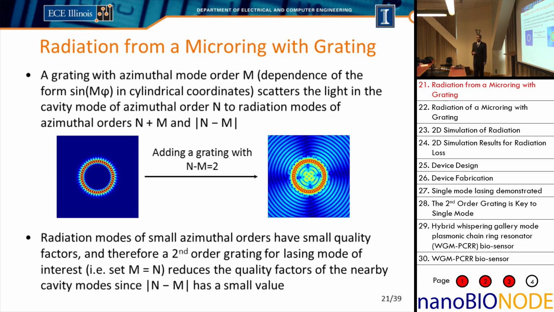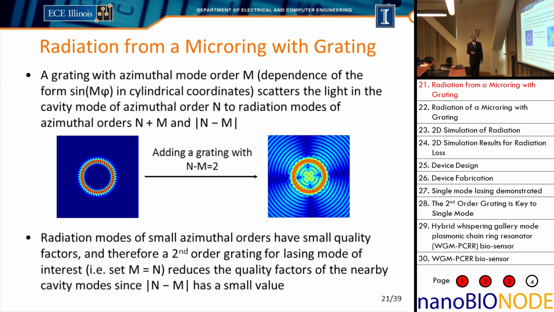So when you think about what happens when I multiply sine of n phi times sine of m phi, I get the sum and difference frequencies, and so I generate things that radiate into these higher order modes. So if I have a difference of n minus m equals 2, what I'm going to do is I'm going to couple the light from the azimuthal mode n with the grating of order m into a mode n minus m equals 2, and since this has low azimuthal mode order, it's going to radiate in all directions. And so you can see that this corresponds to rotational symmetry 2, so it radiates and so it has higher loss.